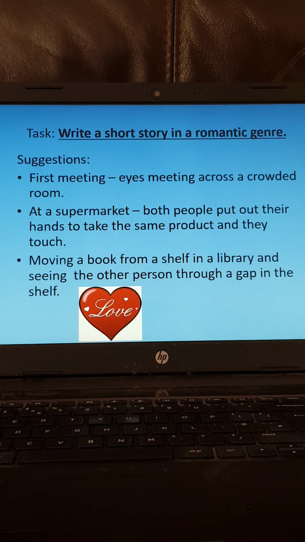Again, like with all of your work, if you want to send it to me by email, put it in the folder. Let's see how romantic you actually are. Okay, you should spend probably about 20-25 minutes on this. Off you go.